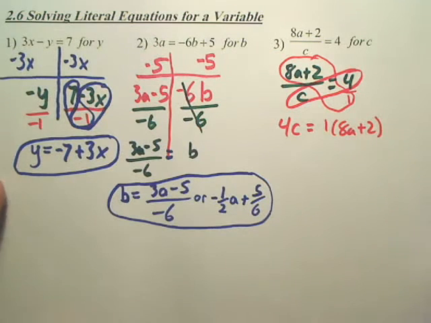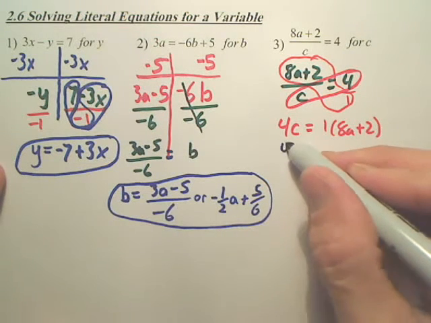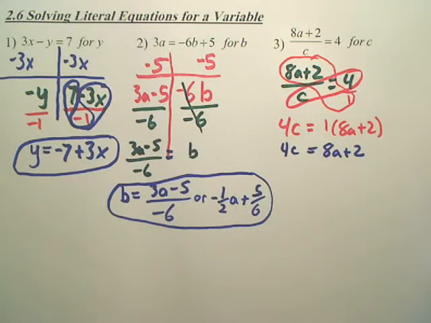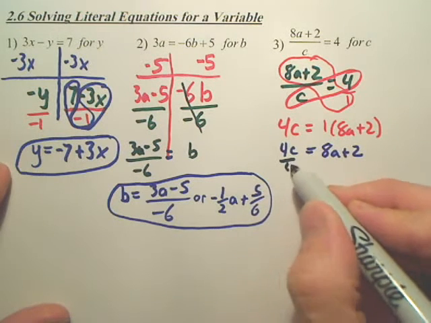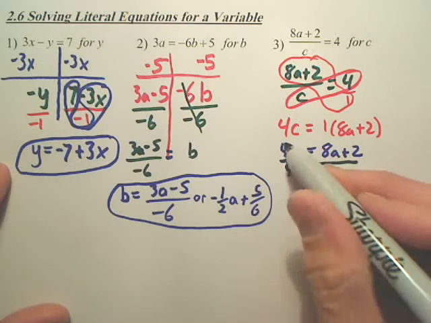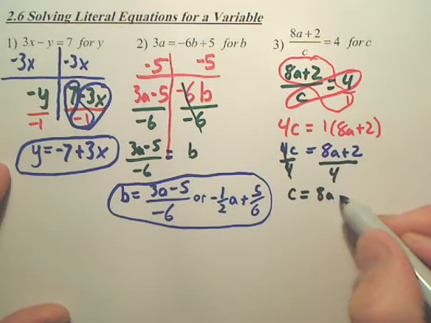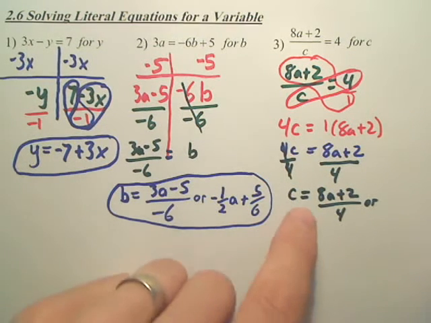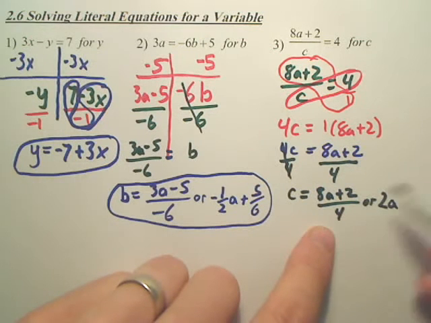Is that 1 going to change anything? No. So we end up with 4c equals 8a plus 2. Okay. Well, how do you get c by itself? Divide by 4. You divide both sides by 4. Gone. So c is either 8a plus 2 over 4, or what's 8 divided by 4? 2. And 2 divided by 4 is 1/2.